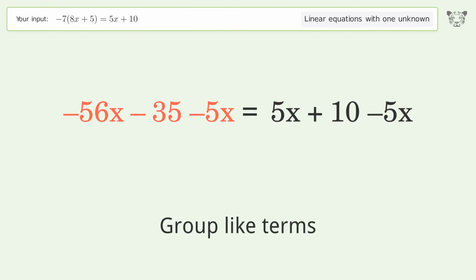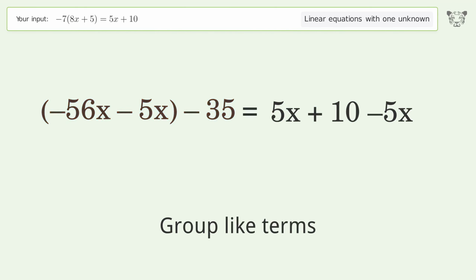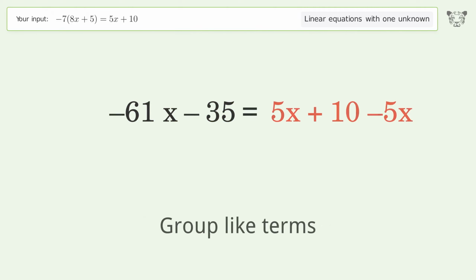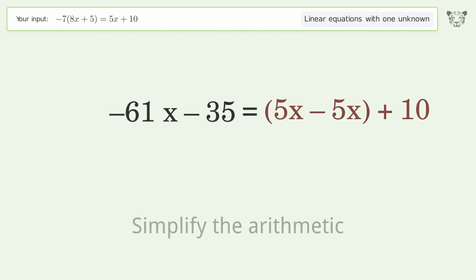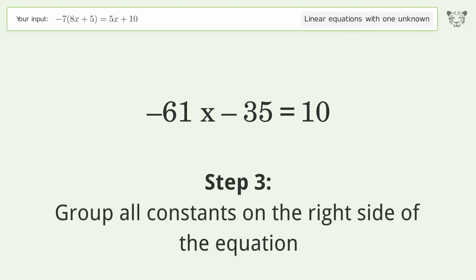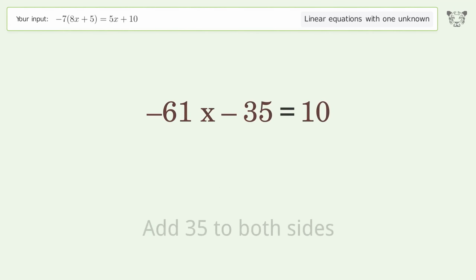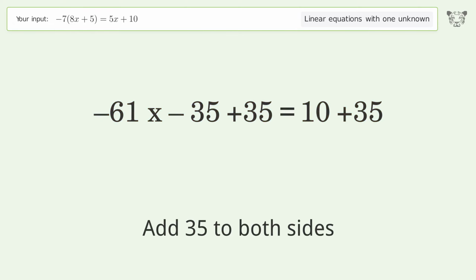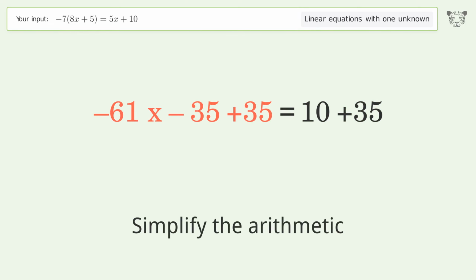Group like terms. Simplify the arithmetic. Group like terms. Simplify the arithmetic. Group all constants on the right side of the equation. Add 35 to both sides. Simplify the arithmetic.